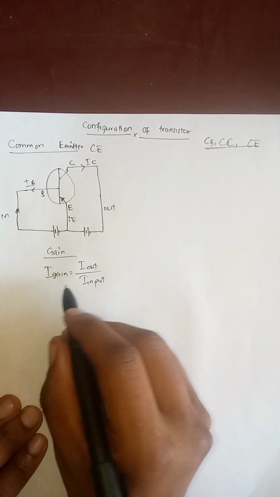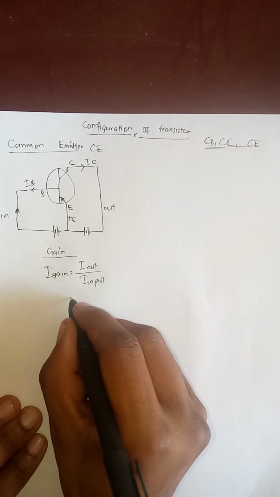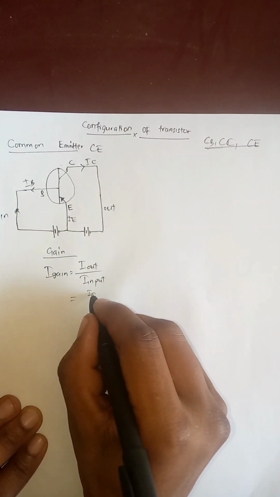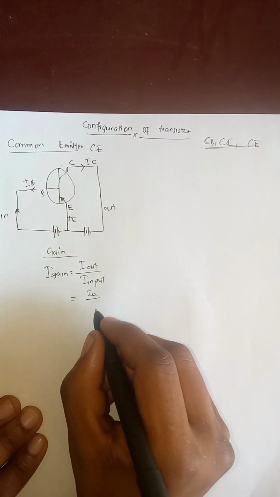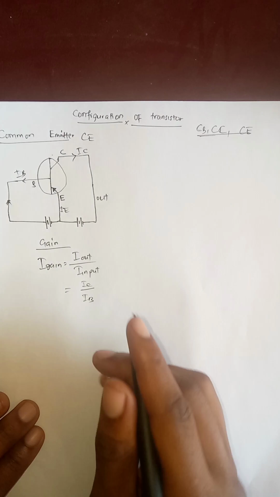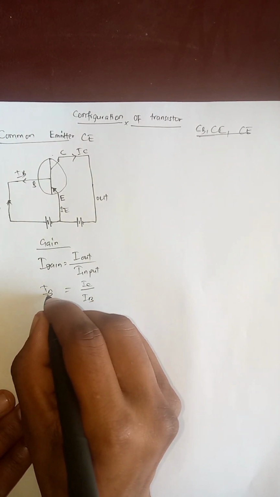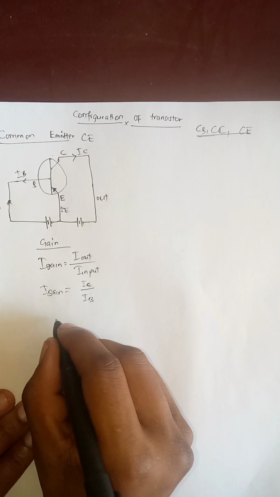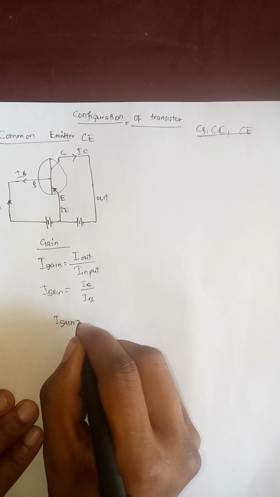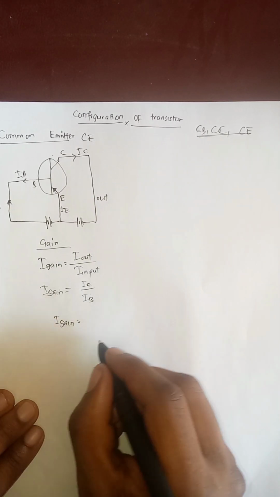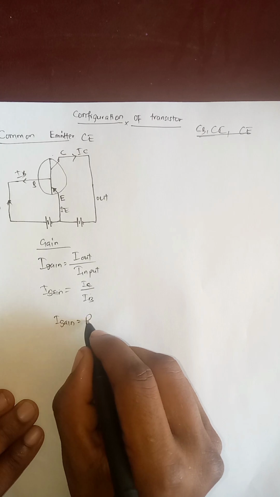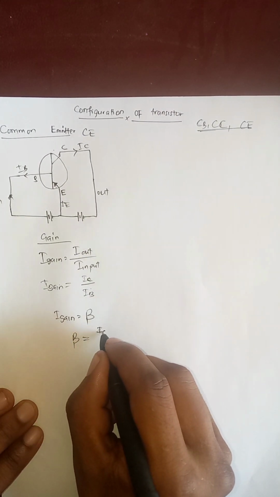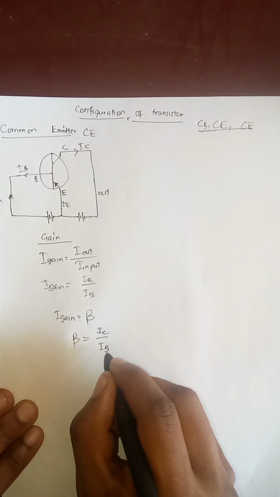Now we can find the current gain here. Current output, we know, is IC. Current input is IB. So the current gain is equal to IC over I base, but current gain is denoted by the Greek letter beta, a constant. So beta is equal to IC over I base.